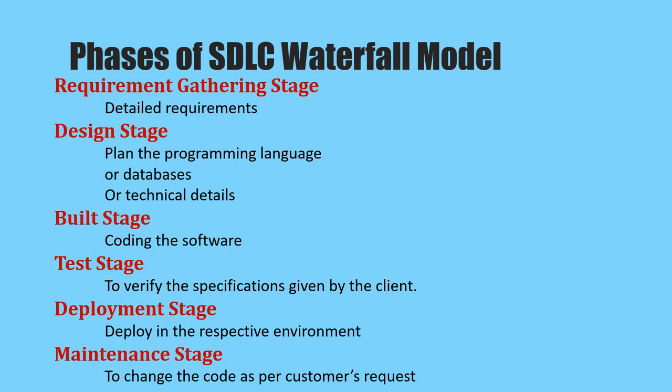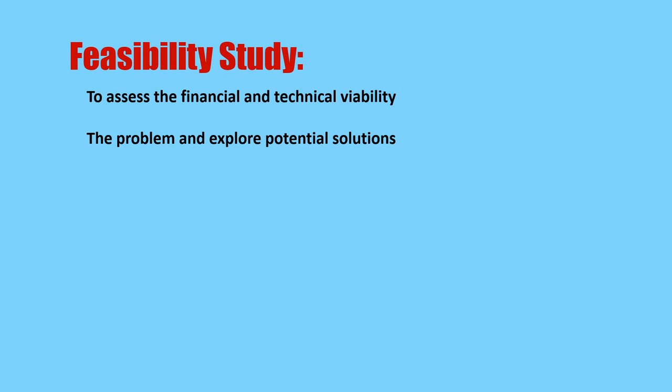Feasibility study. The primary objective of this phase is to assess the financial and technical viability of developing the software. It entails conducting a feasibility study to comprehend the problem and explore potential solutions. These solutions are evaluated based on their advantages and disadvantages, and the most favorable one is selected to guide the subsequent phase of development.